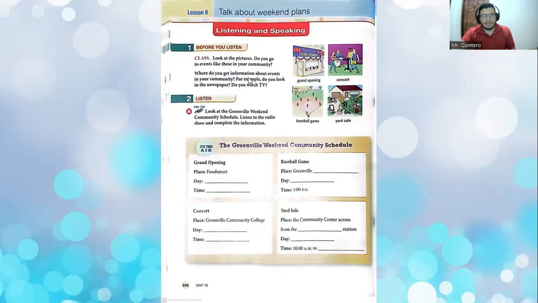Where do you get information about events in your community? For example, do you look in the newspaper? Do you watch TV? Where do you find information in Azacualpa about whatever event? For example, you look at Asa TV, or you look for other networks, etc. So, do you go to events like this in your community? For example, grand opening, concerts, baseball games? No, right? Football. Yard sale? Sometimes. Okay, now we have the next audio.